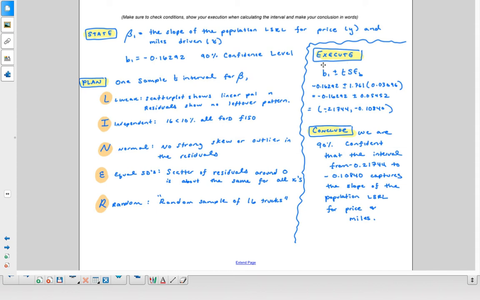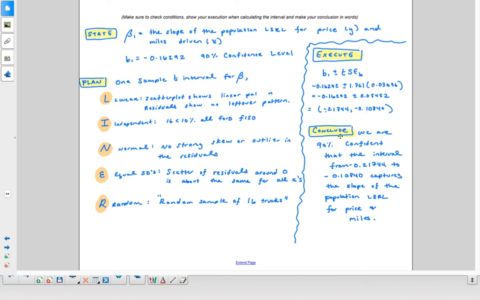For execute, we have our point estimate plus or minus margin of error. Make sure to write the general. Here's our specific, here are the numbers filled in. This t test statistic will use degrees of freedom 14 since it's n minus 2. So you can get that 1.761 from the table. This is a 90% confidence level with degrees of freedom 14, or you can use inverse t with an area of 5% and degrees of freedom 14.